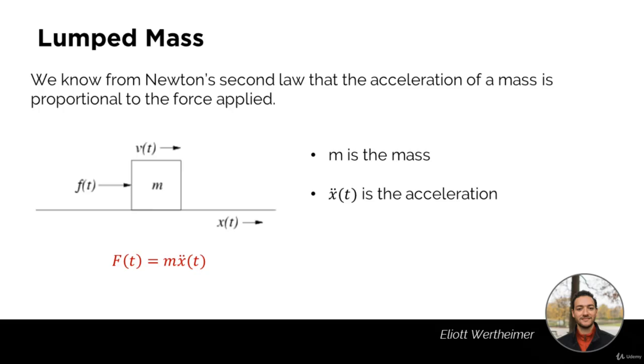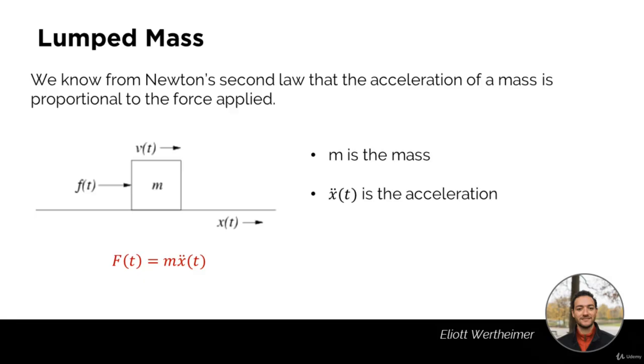Finally, let's look at the lumped mass. So we know from the second law of Newton that the acceleration of a mass is proportional to the force applied to that mass. So here you can see from that diagram we have a mass m with a force Ft applied to that mass m, and it creates a velocity v of that mass moving in the same direction as that force, and a displacement xt also moving in the same direction.